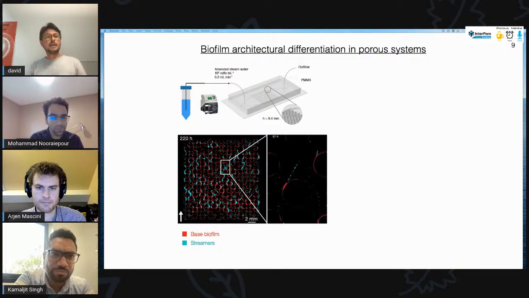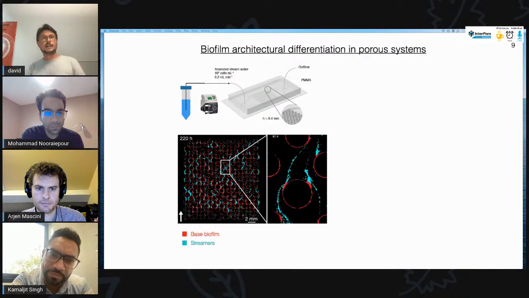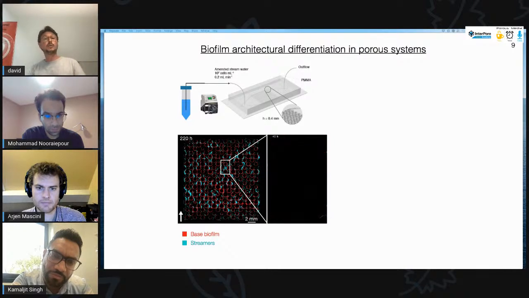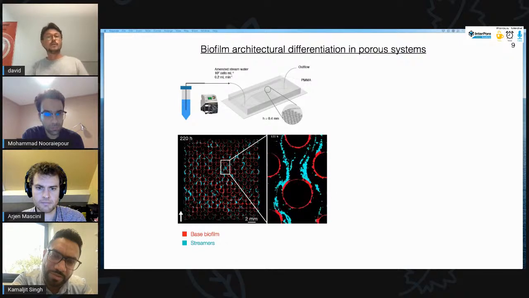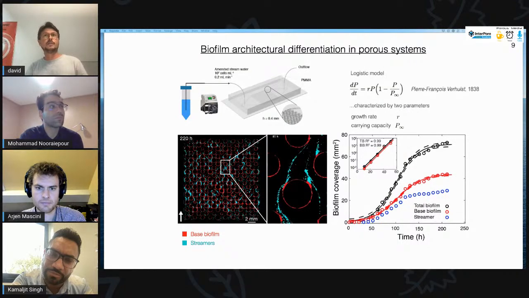The biofilm initially coated the grain surfaces into what we call base biofilm, which is the red architecture you can see in the animation. And then from there, the biomass was extruded by the flow into these elongated architectures known as streamers. So overall, this increased the space exploitation for the entire community. Interestingly, however, we saw that these two architectures follow different dynamics.